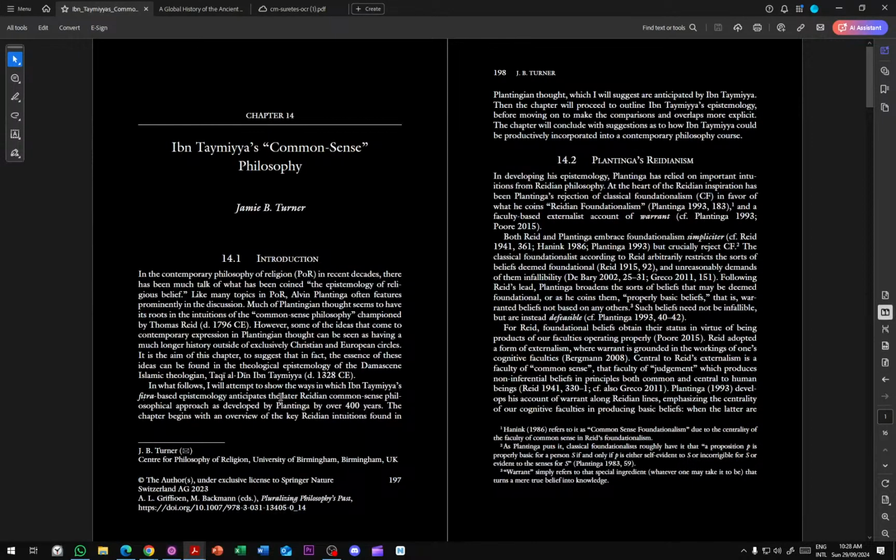Anticipates the later Reidian common sense philosophical approach as developed by Plantinga by over 400 years. The chapter begins with an overview of the key Reidian intuitions found in Plantingian thought, which I will suggest are anticipated by Ibn Taymiyyah. Then the chapter will proceed to outline Ibn Taymiyyah's epistemology before moving on to make the comparisons and overlaps more explicit.